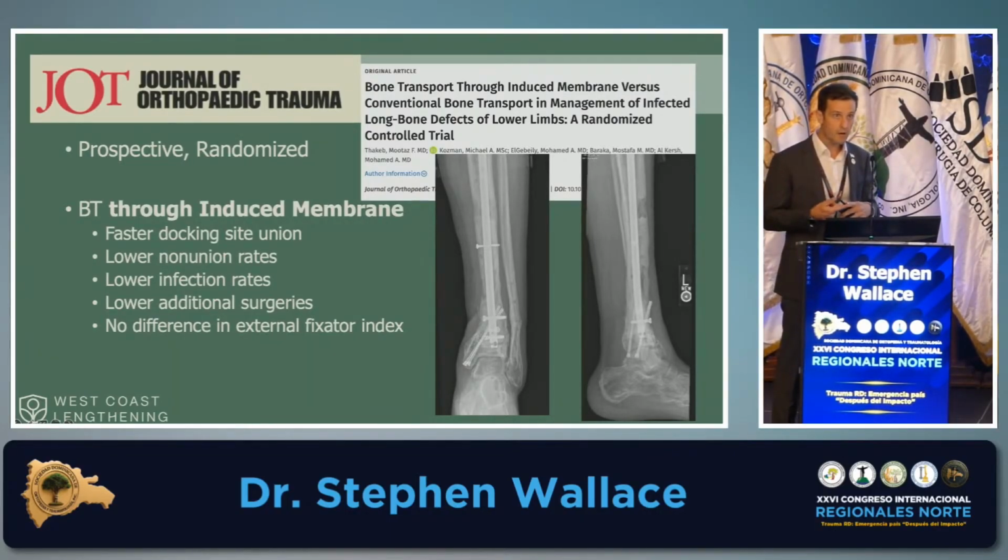This is a study that came out about 1.5 years ago, basically combining bone transport with Masquelet. They found that if you had Masquelet, stage 1, put a spacer in and had this pseudomembrane, rates of union at the docking site were improved if you had a Masquelet done before. So they had faster docking site union, lower non-union rates, lower infection rates, lower additional surgeries, and no difference in how long people were in the external fixator. So I thought that was helpful.